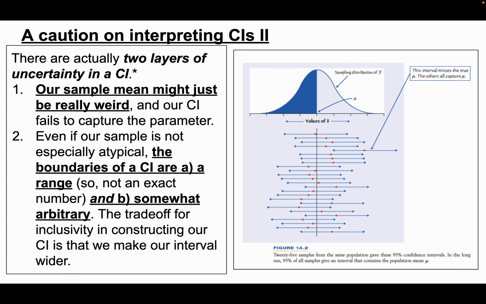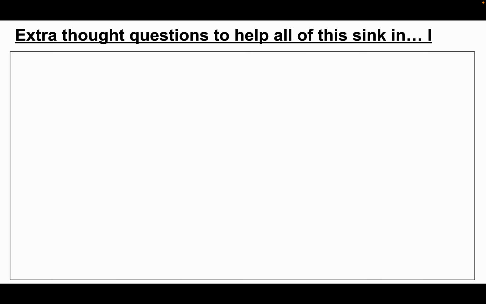But even if our sample isn't especially atypical, the boundaries of a confidence interval are A, a range, so they're not an exact number, and B, they're somewhat arbitrary because we selected Z, and we selected that based on an arbitrary level of confidence. So really, there's like 3 layers in a way, so you should always be careful about confidence intervals. They're just rough interpretive guides.